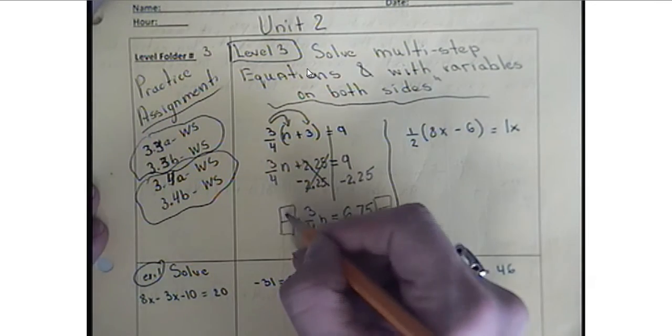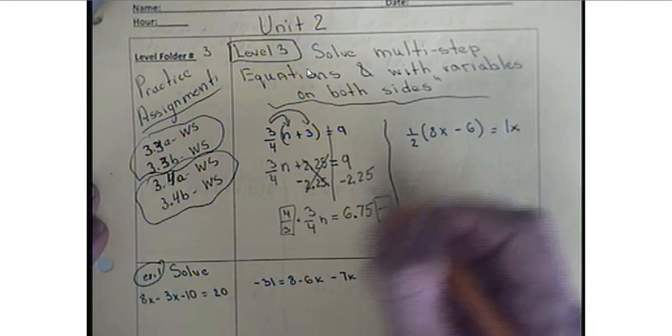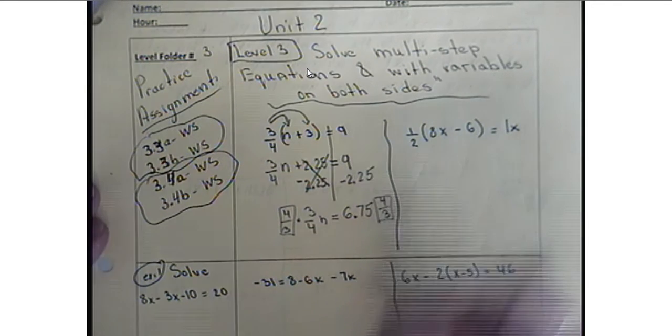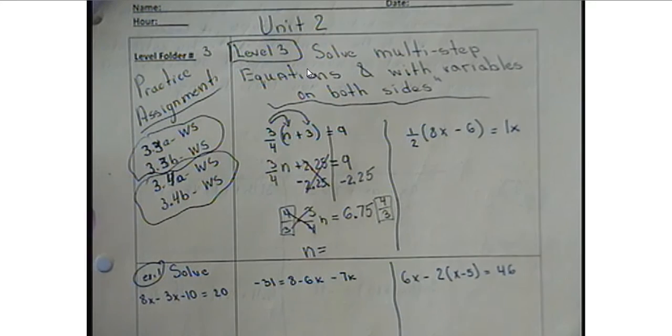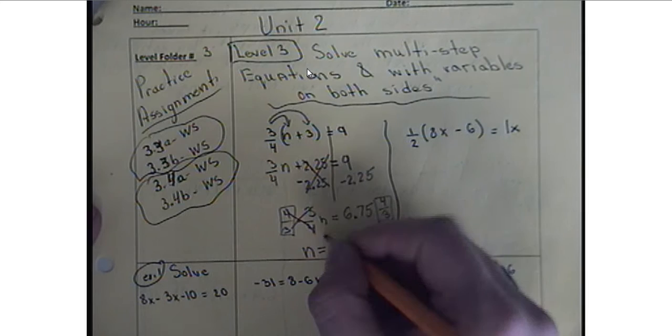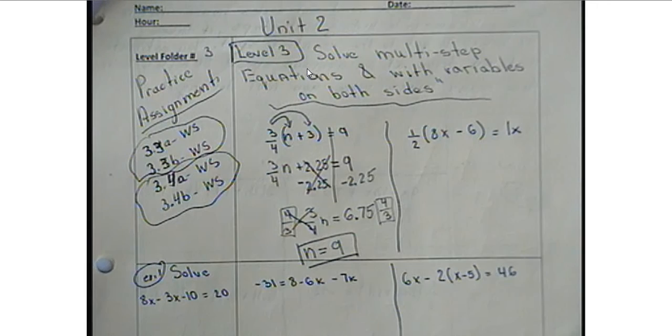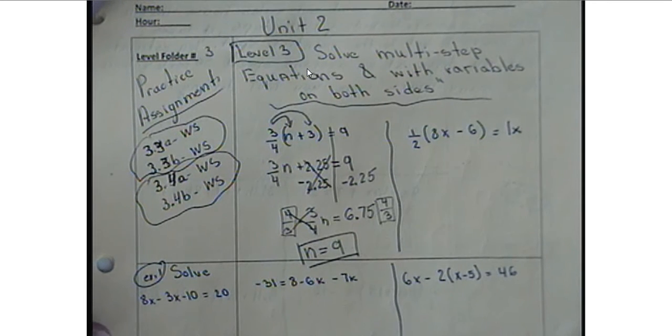Okay? And one more step, we will multiply by the reciprocal fractions on both sides. So 4 goes on the top, 3 on the bottom, 4 on the top, 3 on the bottom, both sides. Those two cancel and it will be equal to 6.75 times 4 divided by 3, and the answer here will be 9. So n is equal to 9, first answer. Alright, very good.